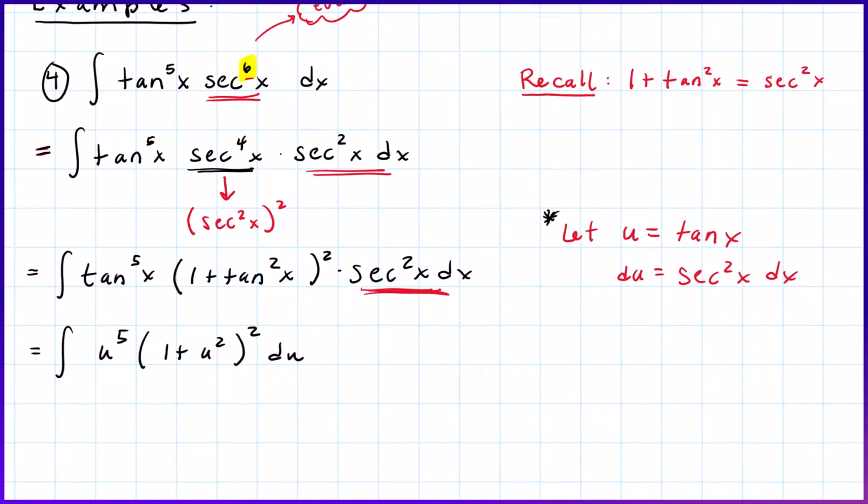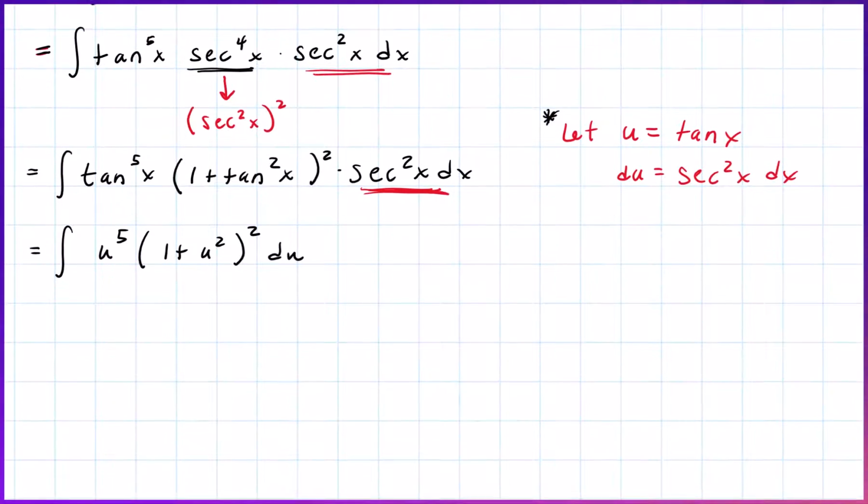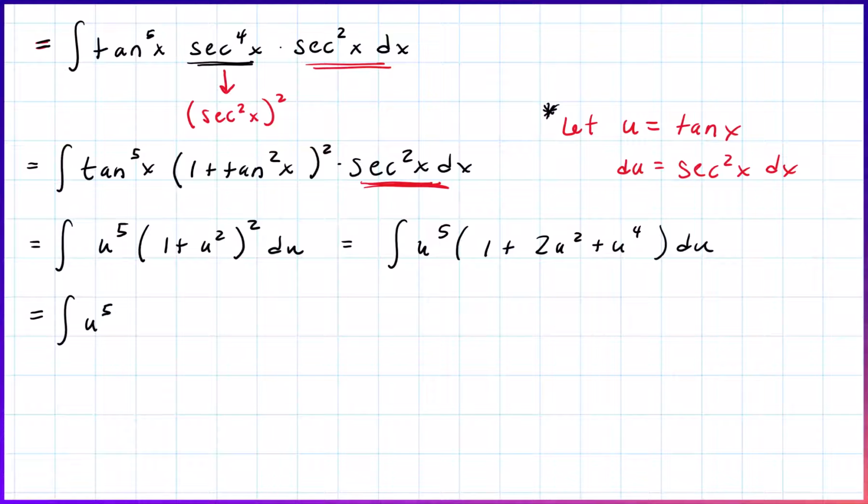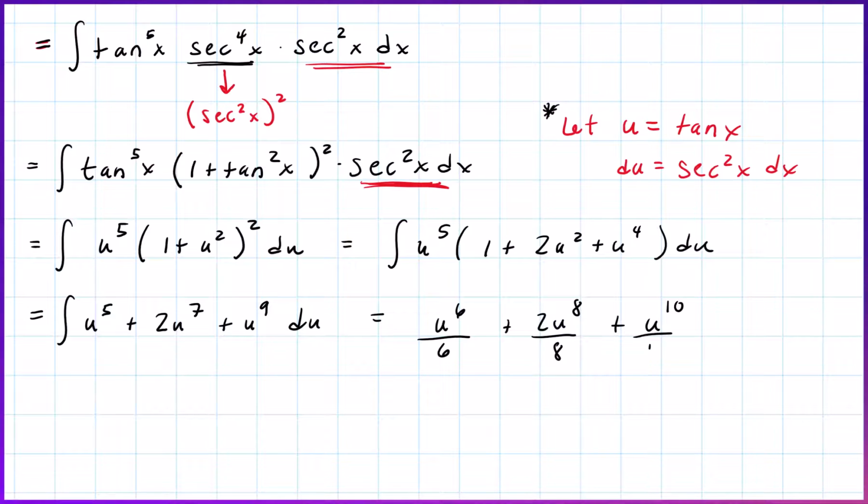I now have an integral that I can integrate. I do have a little bit of algebra to do here, so I'm going to expand that out. That's u to the fifth times 1 plus 2u squared plus u to the fourth du. Keep going with my algebra before I can integrate: u to the fifth plus 2u to the seventh plus u to the ninth du. And now that becomes u to the sixth over 6 plus 2u to the eighth over 8 plus u to the 10th over 10 plus my integration constant.